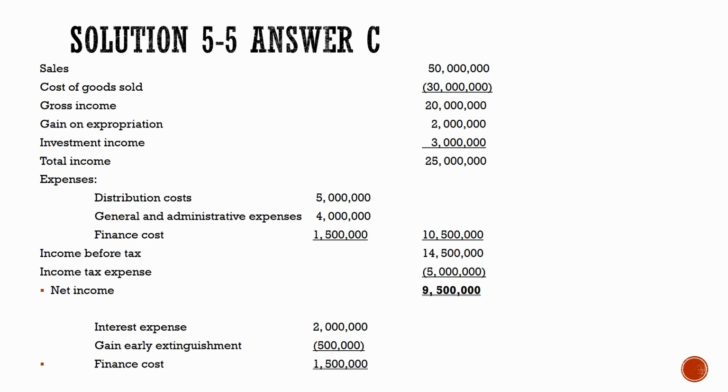First, hanapin muna natin yung mga pwede makategorize as income. So, yung sales at cost of goods sold ay obviously included. So, 50 million minus 30 million and will arrive sa gross income na 20 million. Another ay the entity has invested income na 3 million as well as 2 million na gain from expropriation. Add lamang natin at makukuha natin ang total income na 25 million. Next ay yung mga expenses.